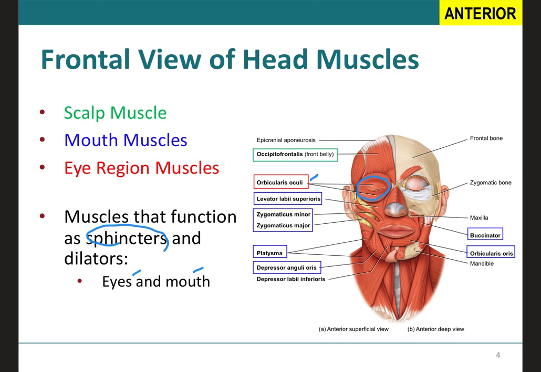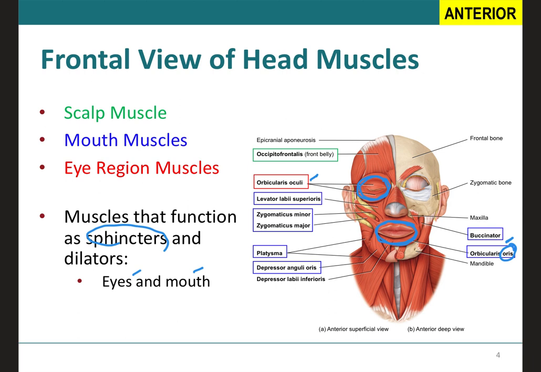Don't get this one confused with the orbicularis oris, which will go around the mouth. So this would be your orbicularis oris, and this is your orbicularis oculi. Both of them function to close. There are other muscles that function to open. For example, in the eye, you're going to have the levator palpebrae superioris, which will function to open the eye. But we won't cover this in our lecture.